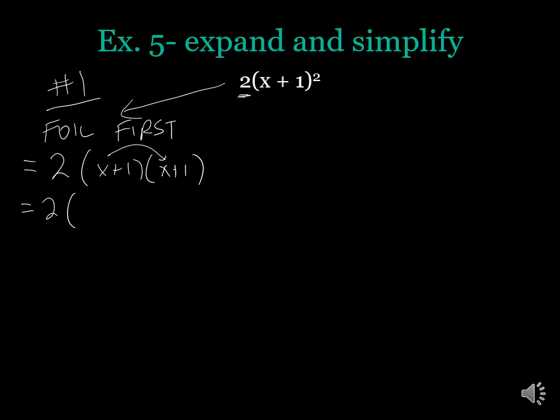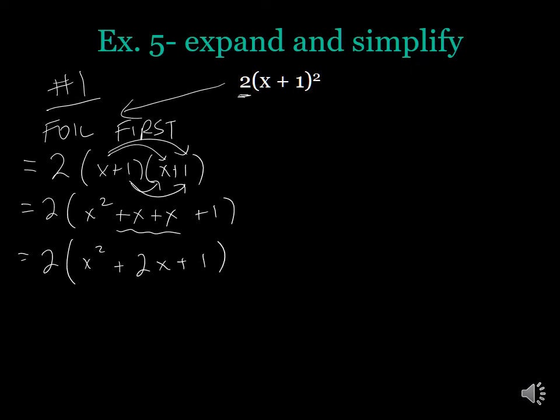So first times first, x squared. Outside 1 times x is x. Inside 1 times x is x. Last 1 times 1 is 1. And then collect like terms. x plus x just gives you 2x. So we did all the FOILing. Our last step is to distribute.